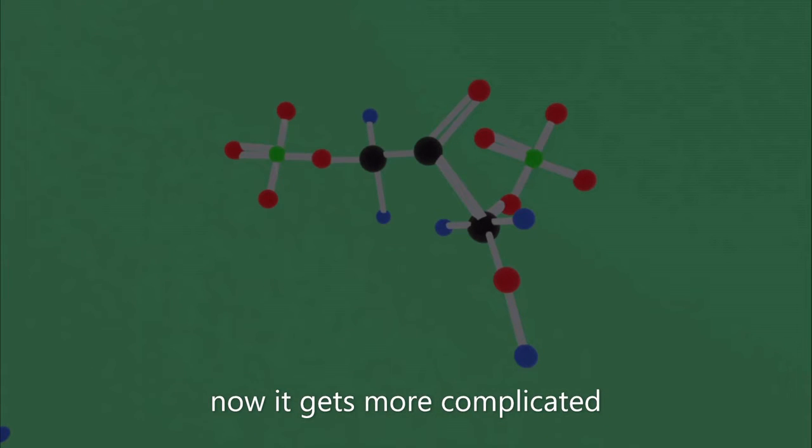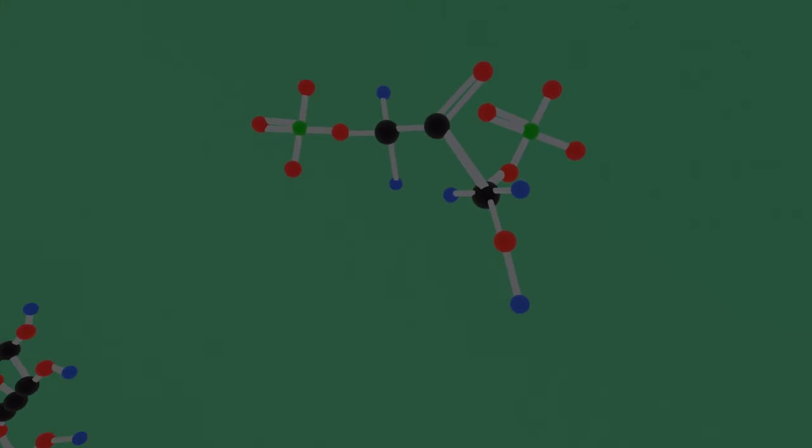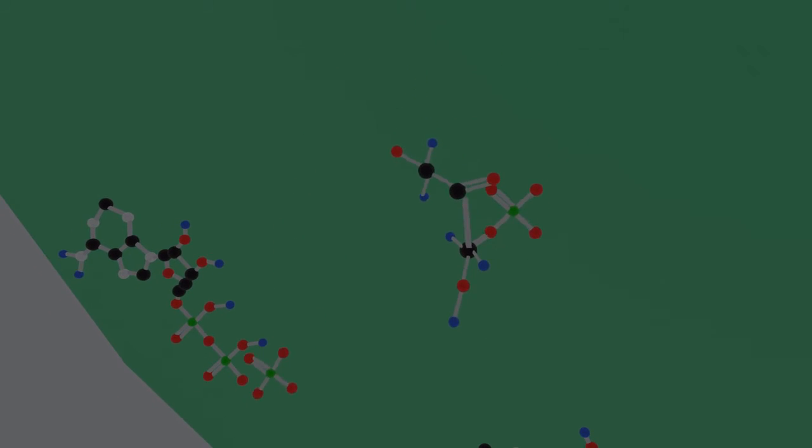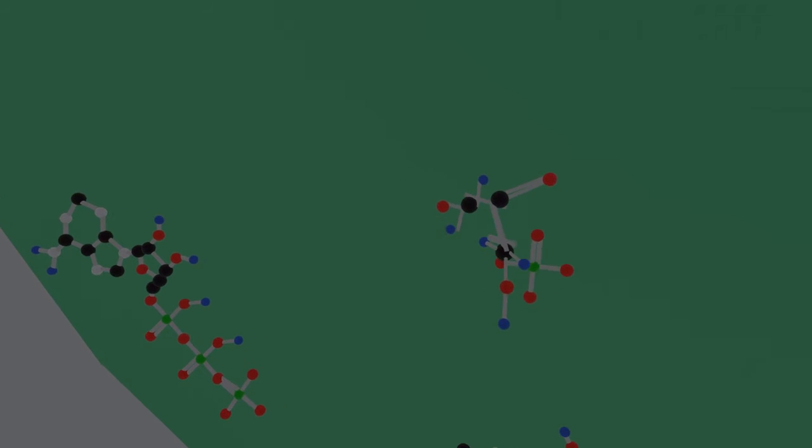Now it gets more complicated. An NAD plus gets reduced to NADH, attaching another phosphate group to the chain. A phosphate group from the carbon chain is attached to an ADP molecule, forming ATP.